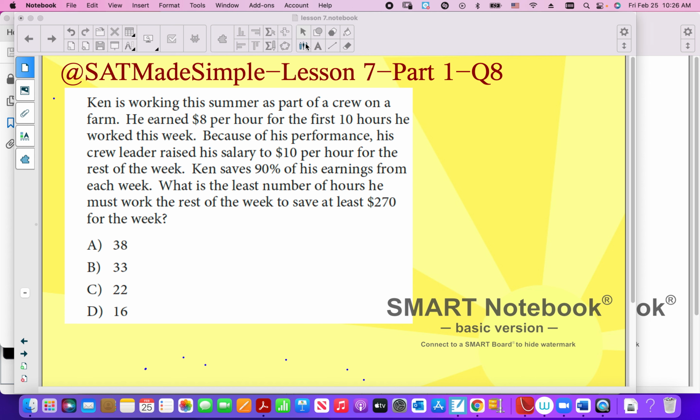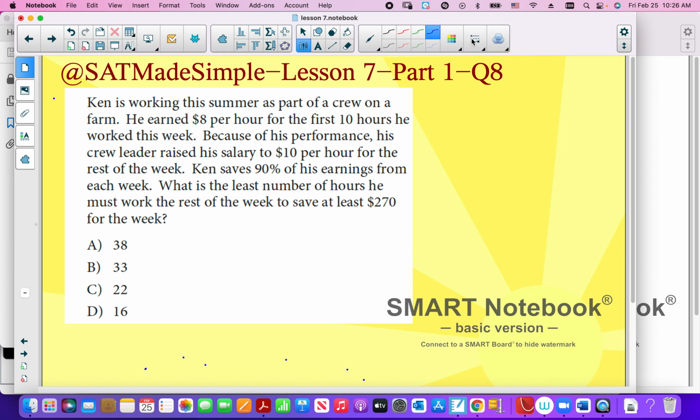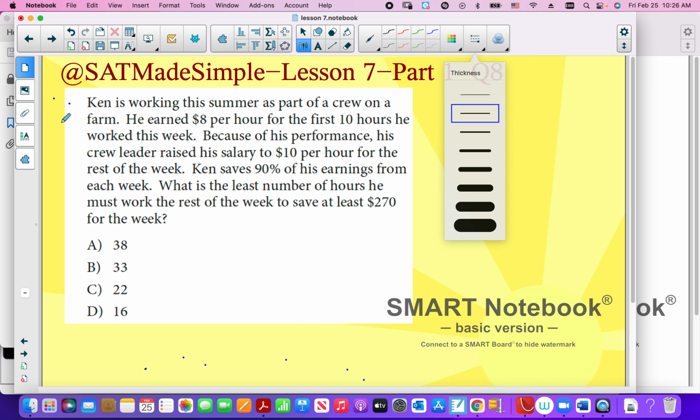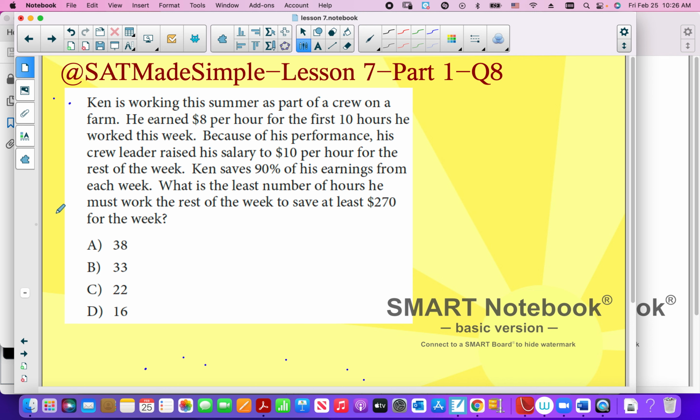Translation. What was given to us? It says Ken is compensated $8 per hour for the first 10 hours. So he is paid $8 for the first 10 hours. That makes his income $80.